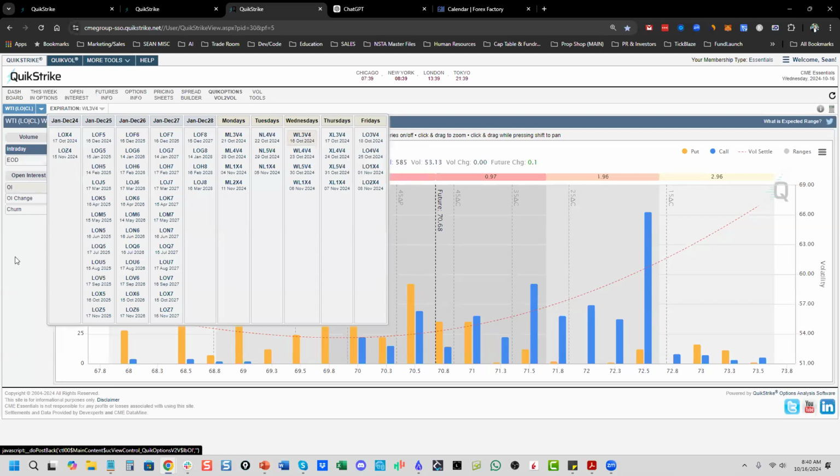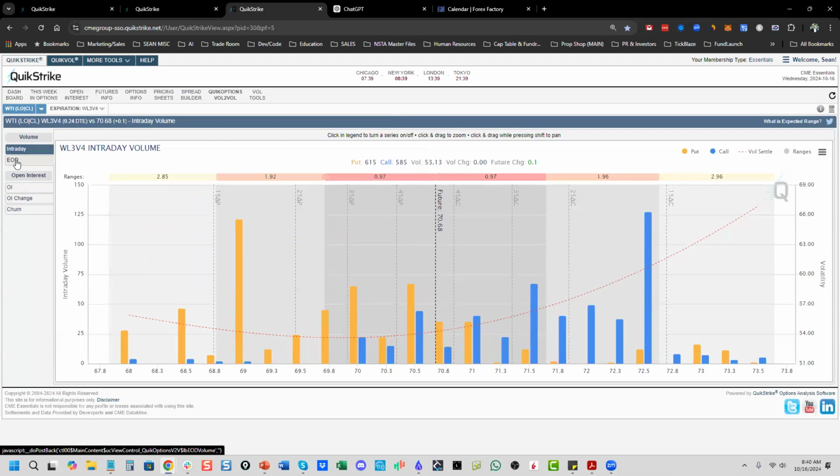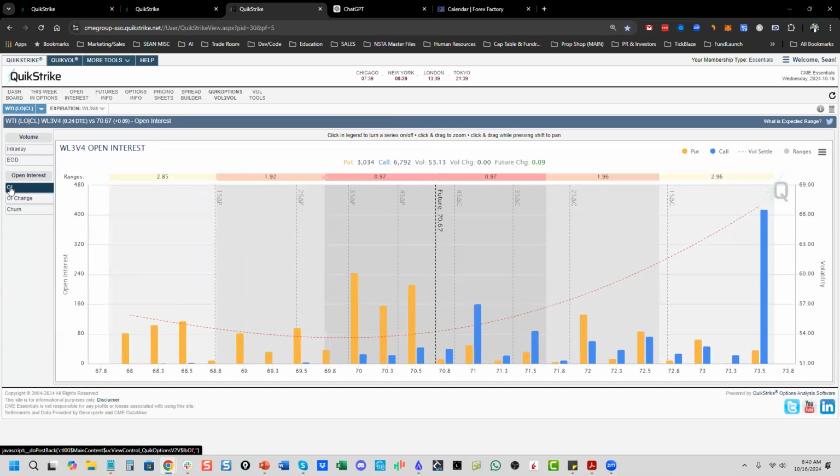You're going to go down here to open interest. So you see this, you're not looking at intraday, end of day, you're going into open interest. Click on OI. This is your playing field for the day for crude oil. This is literally the institutional playing field for crude oil.